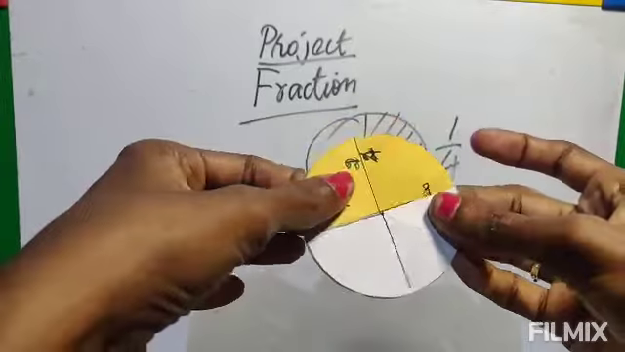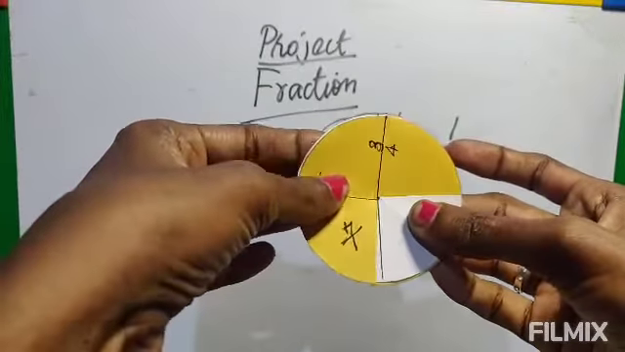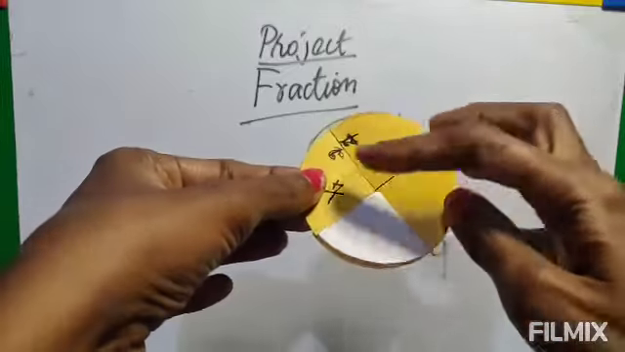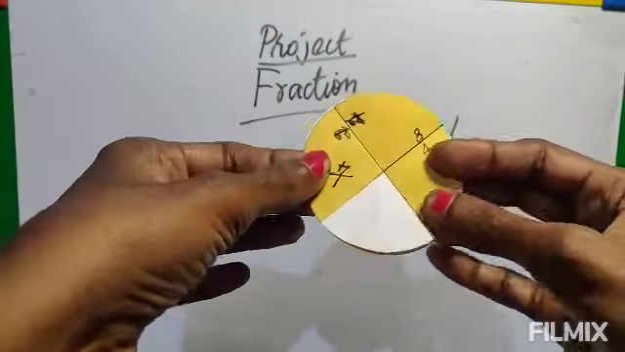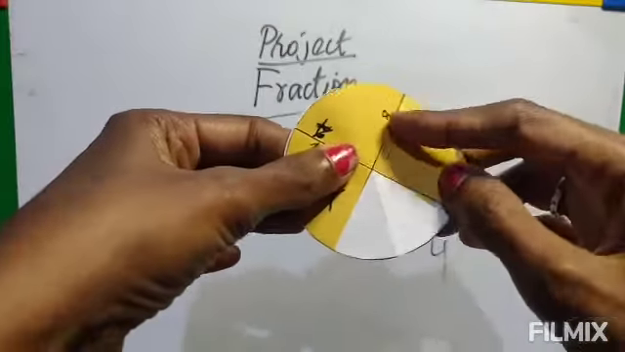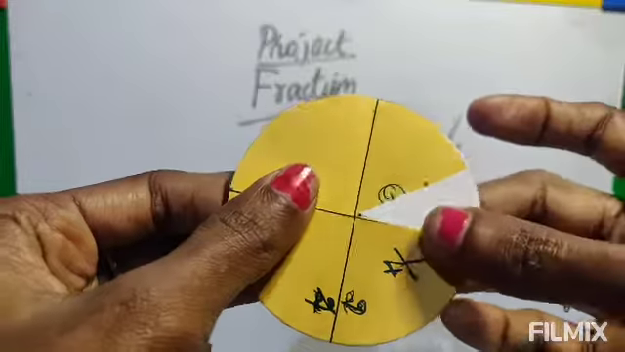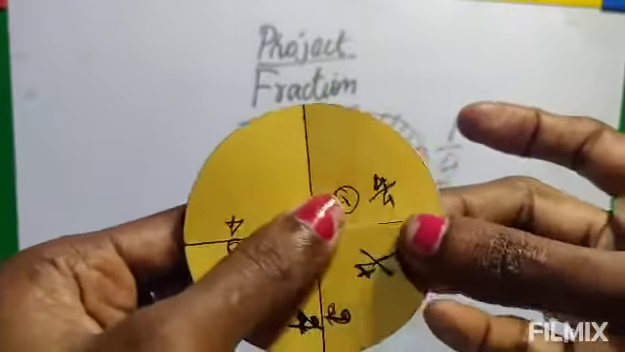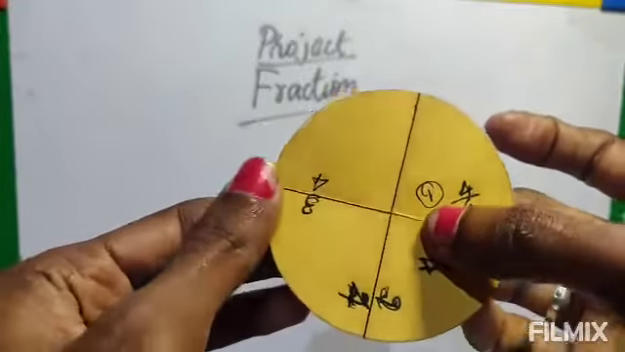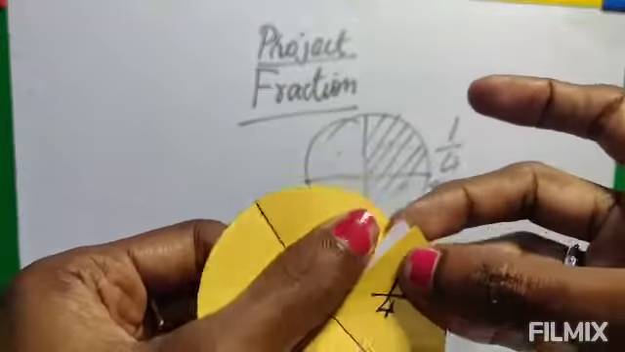Now if you move on, this is 3 parts, 1, 2, 3. So it is 3 by 4. Now if we take this whole, it is 4 by 4. 4 by 4 is whole. This is the way we use the 4 parts.